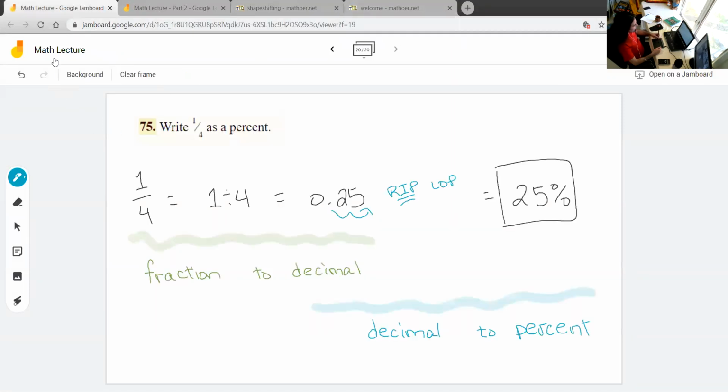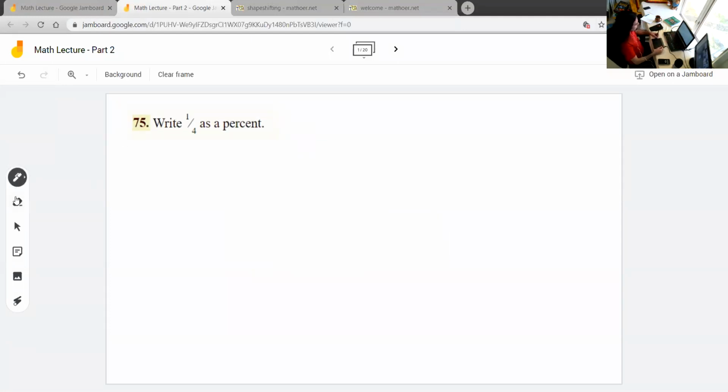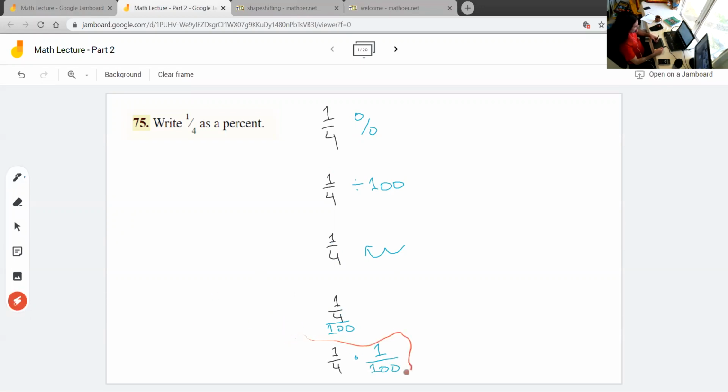So what if we did instead say, let's play with all the other options, just like we did before. What could we replace the percent by? We could replace it by a divided by 100. We could replace it by 2 decimal point scoots, which is strange because I have no decimals. We could write the 1/4 over 100, or we could do the 1/4 times 1 over 100. And this bottom one looks promising.